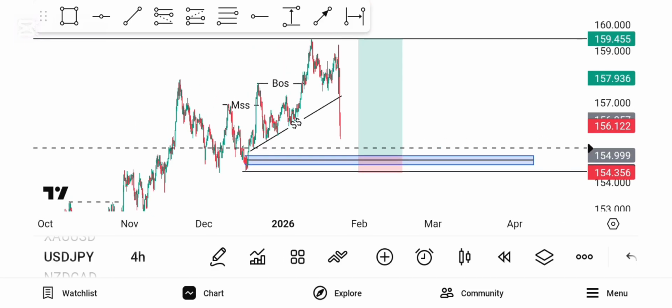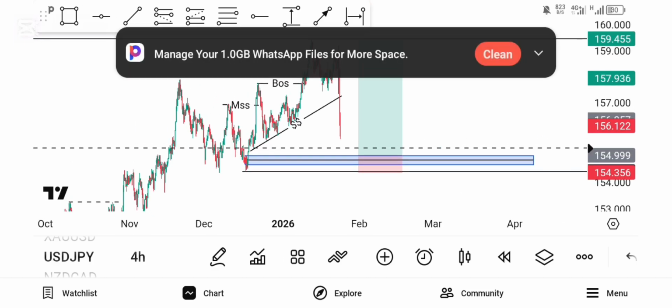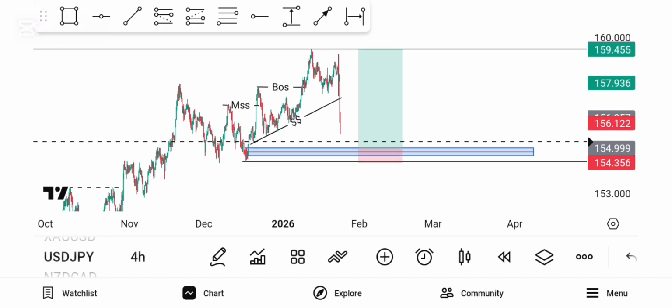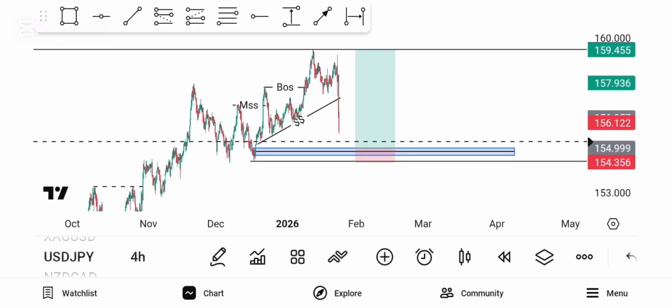So which pairs are we going to analyze this week? I don't think there are any other pairs again. So let's check if there are any other pairs we're going to analyze this week.